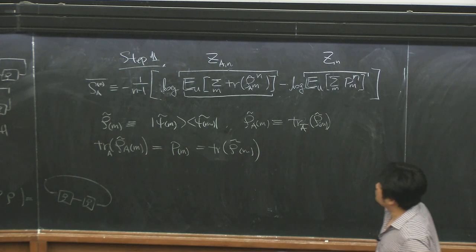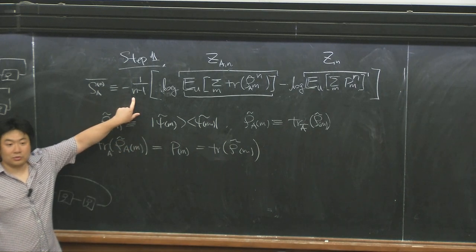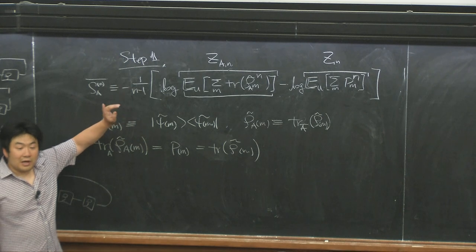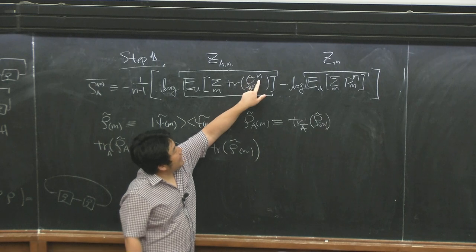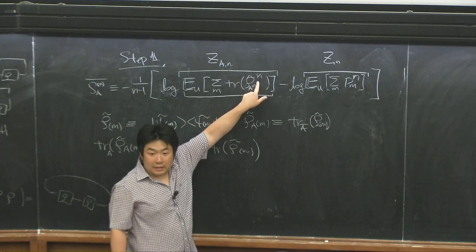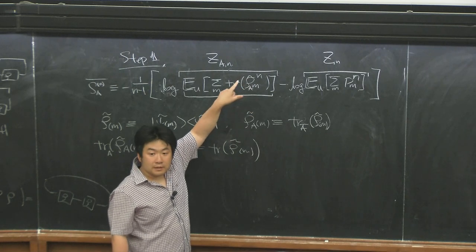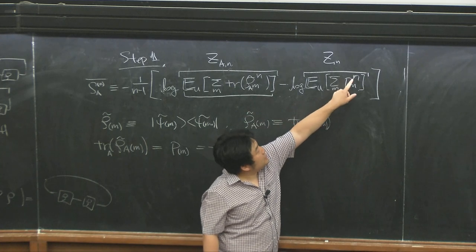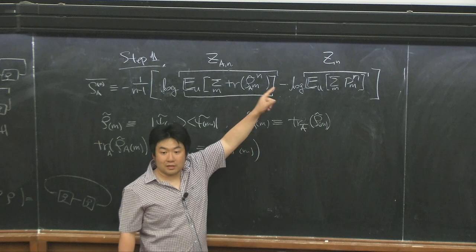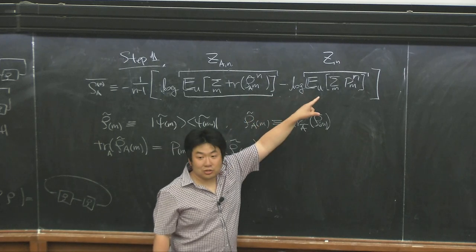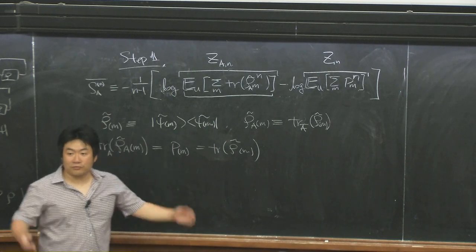So let's see what happens when n goes to 1. First thing to notice is that the denominator goes to 0, so this diverges. However, that's okay, because when n is 1, rho tilde to the n is just rho to the n, so it's a trace of rho. So this quantity is P of m, and this is also P of m, because n equals 1 and averaging over unitary, they're exactly the same quantity. So these quantities cancel each other, so the numerator is also 0. The denominator and the numerator both vanish.